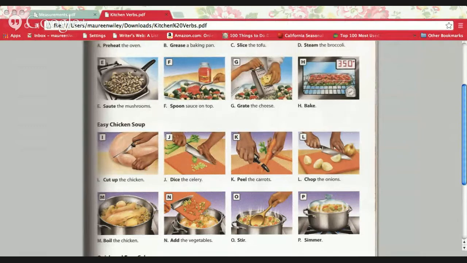Cut up the chicken. Okay, and we also learned another verb earlier today that you could use in place of cut up the chicken. And do you remember what that was?